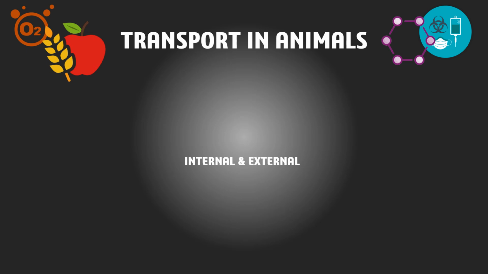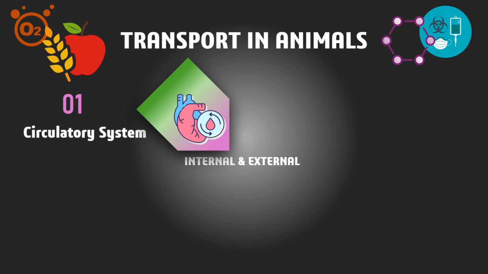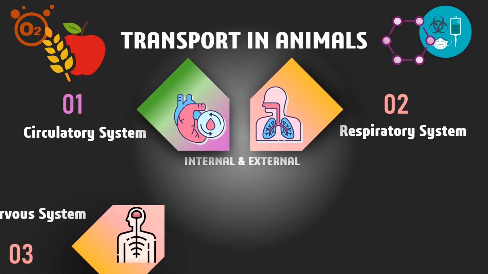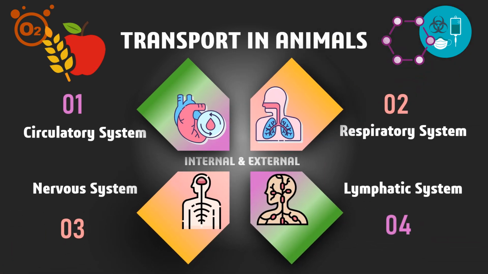There are different transport systems in animals, for example, the circulatory system, the respiratory system, the nervous system and lymphatic system.